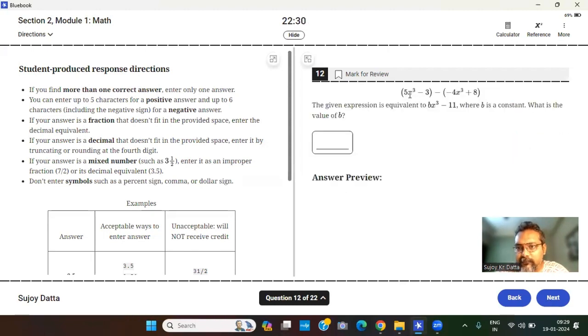Next. So this expression is bx cubed minus 11. What is the value of b? So you just simply have to subtract the two expressions. So we'll distribute the negative sign here. So 5x cubed minus 3, negative with negative becomes positive. Negative with positive remains negative. So that gives you the negative 11, and that gives you the positive 9. So 9x cubed minus 11. So the answer is, for b, 9.